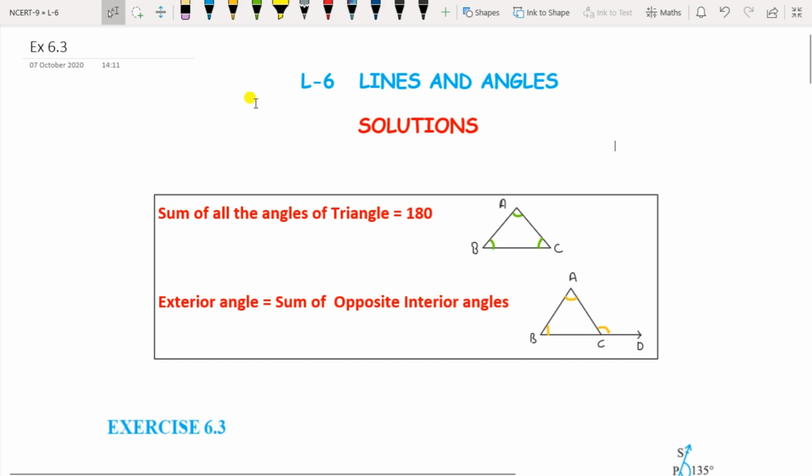In this video we are going to see solutions for exercise 6.3. In the link above I have shared the videos of exercise 6.1 and 6.2. So in this exercise the properties that we are going to study are: the sum of the angles of a triangle is equal to 180. If you add all the angles of a triangle, the sum is equal to 180 degrees. And the exterior angle is equal to the sum of the opposite interior angles.